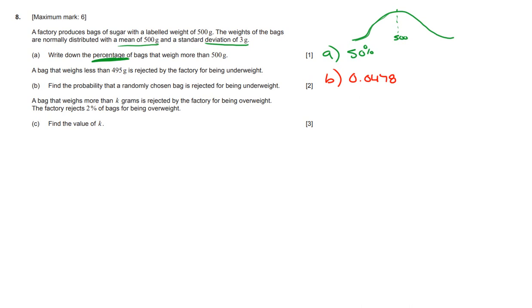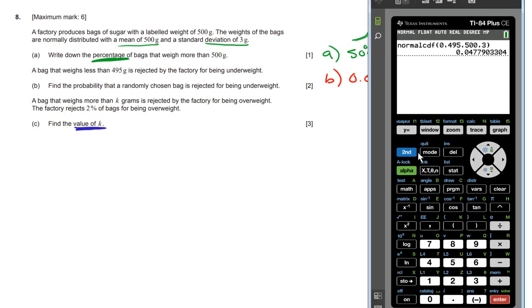Okay, and then part C says a bag that weighs more than K grams is rejected by the factory for being overweight. The factory rejects 2% of the bags for being overweight. Find the value of K. Now, when we're finding this value of K and they give us the percent, that's where we're going to use inverse normal. So we go back in here, go back into second variables, and that's our distribution. That's where we're going to use inverse normal.